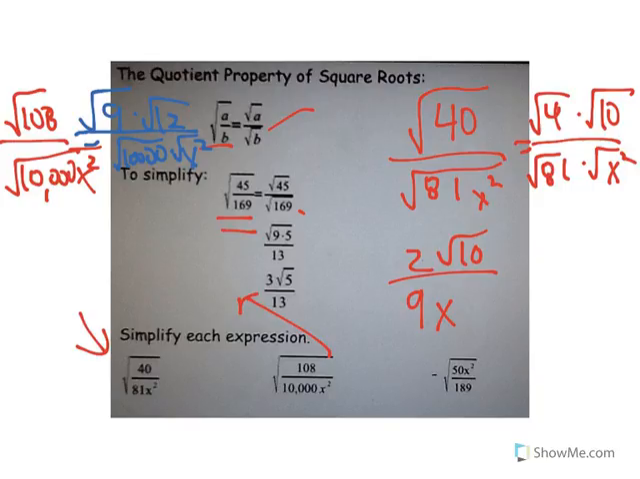I'll use a different color here because that's a little bit hard to read. So the square root of 9 is going to be 3 times the square root of 12. Can't simplify that. It's all going to be over 10,000, the square root of that is 100. The square root of x squared is just x. And that's all you do.